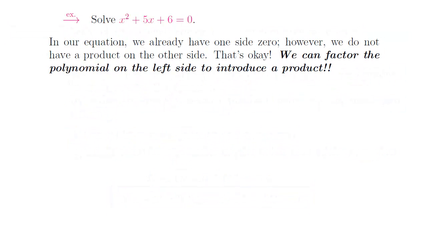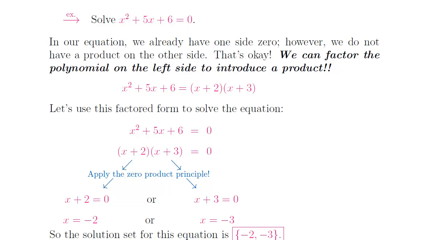Now, in particular, we are solving the equation x squared plus 5x plus 6 equals 0. Notice in our equation, we already have one side equal to 0. However, unfortunately, we don't yet have a product on the other side. But no worries, we can factor the polynomial on the left side and therefore introduce a product. Observe, x squared plus 5x plus 6 factors as the quantity x plus 2 times the quantity x plus 3. Let's use this factored form to solve the equation.